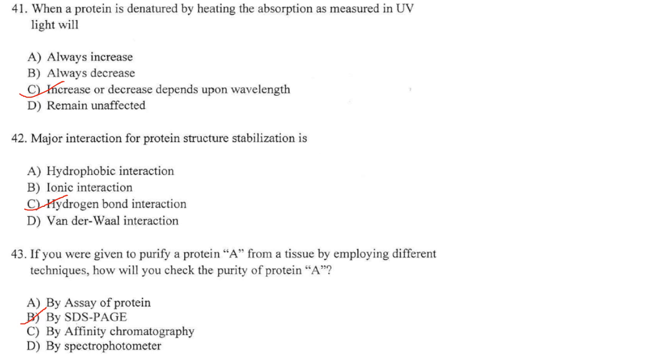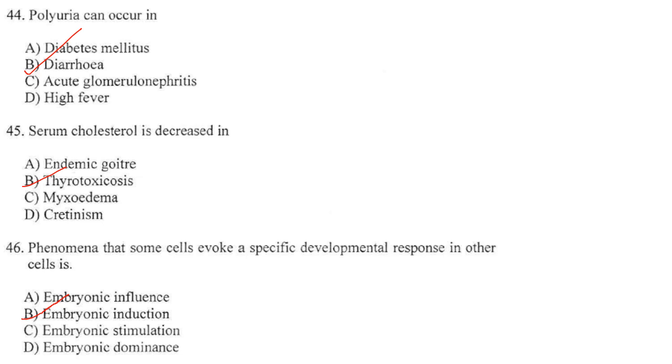Answer is option B. Polyuria can occur in diabetes mellitus, diarrhea. The answer is option B. Serum cholesterol is decreased in thyrotoxicosis. Answer is option B. The phenomenon that some cells evoke a specific developmental response in other cells is embryonic induction. All these are direct questions.